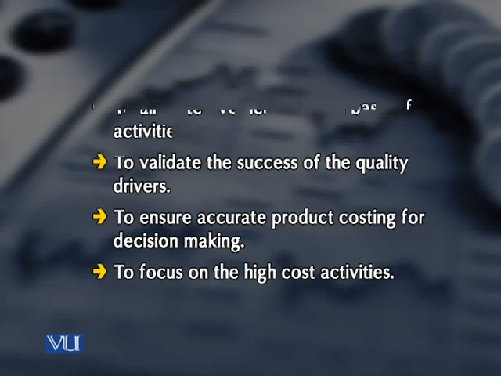Then, to ensure accurate product costing for decision making, focus on the high cost activities, and that is also very important. There are small activities where we are not incurring a lot of cost, but there are big, large activities where we are incurring a huge amount of cost. So we must consider those activities first.